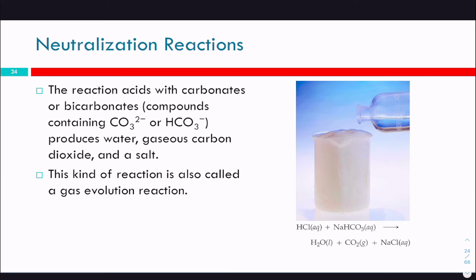Reaction of acids with carbonates, so sodium bicarbonate, which you have on your lab benches. We used it at least one time to neutralize one of the acids that we made. And that produced a bunch of bubbles. Those bubbles were CO2. So that was this reaction of the sodium bicarbonate to produce water, CO2, and also a salt. So this was also a gas evolution reaction.